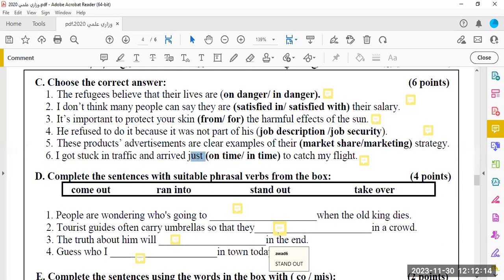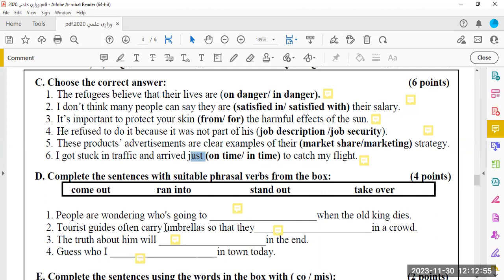The truth about him. Yes, Taiba. My voice is gone. I answered. The truth about him will come out in the end. Okay, come out. The last one, Lena. Guess who I stand out in town today? Now, if you want to warn about whom I met in the market. Which one, Lena? Stand out. No, stand out is the one carrying the umbrella so he is visible among the tourists.